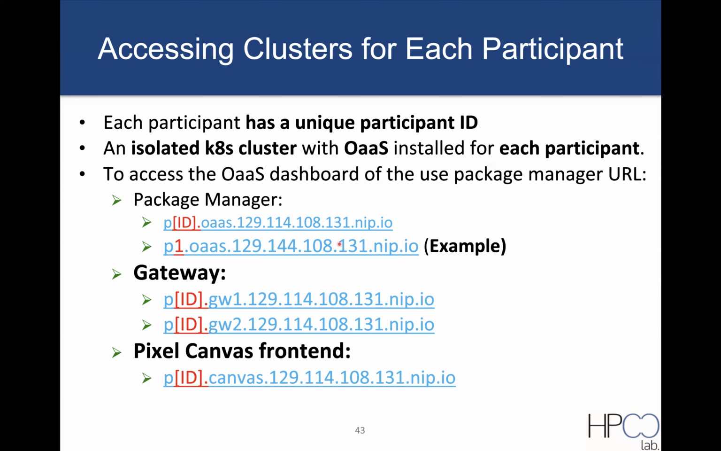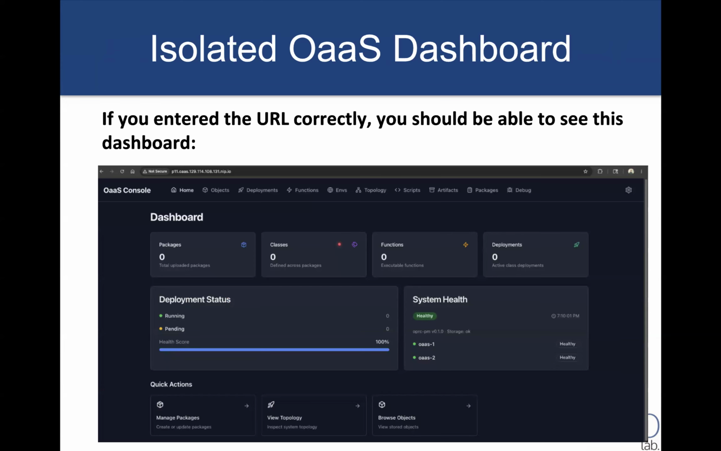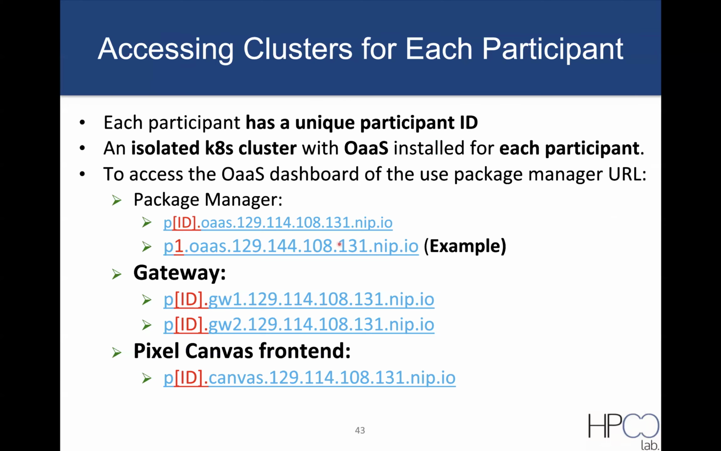If you entered the URL correctly, you should see this dashboard, the console of OaaS. Does that mean we have to open all these three? No, just the p1.oas, which is the OaaS console. Can you reach P1? Maybe that's the only one that can be reached. There's only one agent.